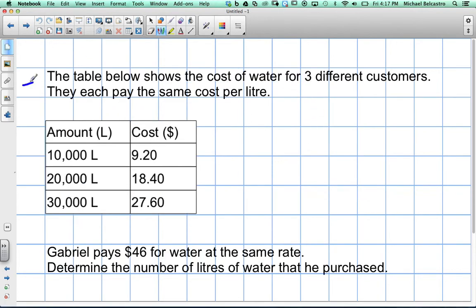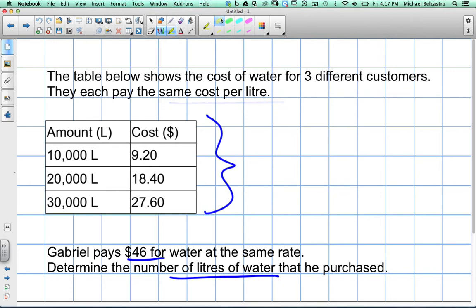We're going to read through it once, then we're going to look at what's important, and the second time through we'll highlight. So the table below shows the cost of water for 3 different customers. They each pay the same cost per liter. So here's our table. Gabriel pays $46 for water at the same rate. Determine the number of liters of water that he purchased.